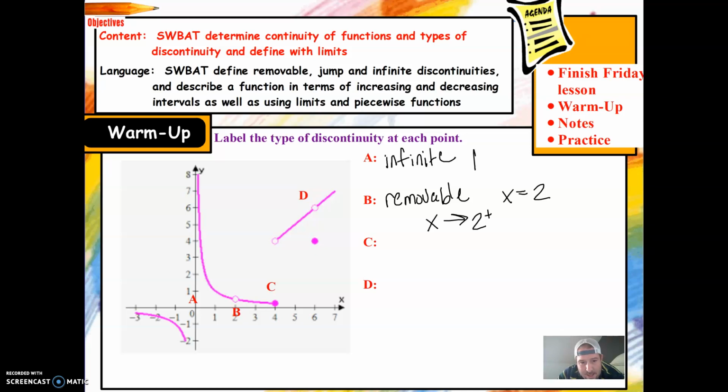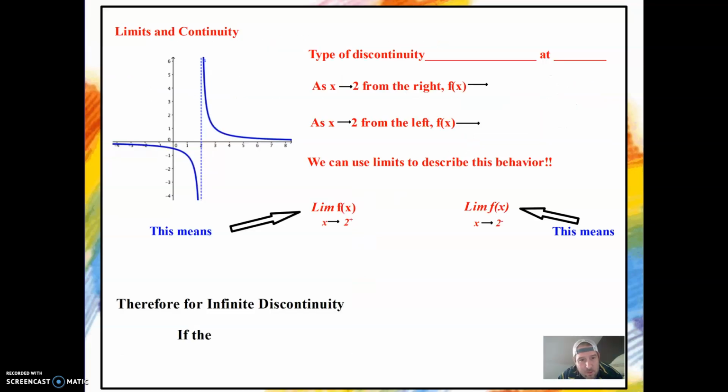And letter C, this one is a jump. The reason I know it's a jump is because it's going from a height of about 0.5 all the way up to a height of 4. And then the last one, this is removable, because clearly you can see this hole has been removed and pulled downwards. Okay, so those are the 3 types of discontinuity we talked about in the last video.